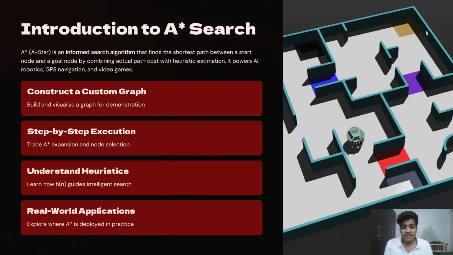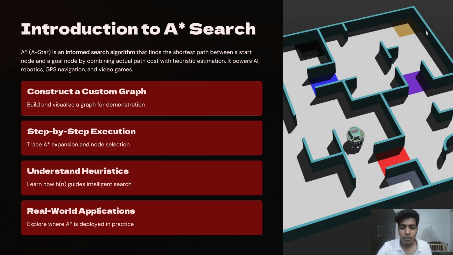What is A-star search? A-star search is an informed search algorithm used to find the shortest path between a start node and a goal node. It combines the actual path cost and estimated remaining cost to make intelligent decisions while searching. Its key features are that it is a complete algorithm, it is an optimal algorithm, it works based on heuristic-based search, and it is an efficient pathfinding algorithm.